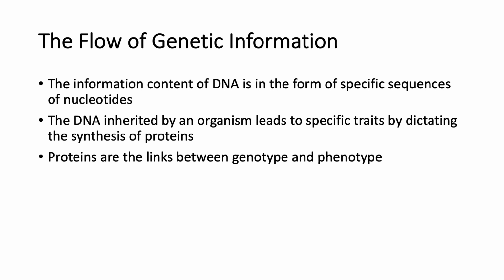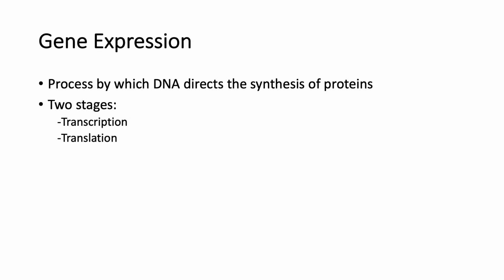First, you need to understand the flow of genetic information. The information content of DNA is in the form of specific sequences of nucleotides, as I've mentioned in my previous discussions. Now, the DNA inherited by an organism leads to specific traits by dictating the synthesis of proteins. Proteins, therefore, are the links between genotype and phenotype, or basically the expression of traits. This process is known as gene expression.